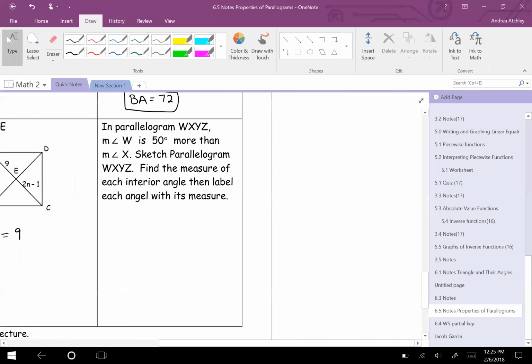Okay, in parallelogram WXYZ, the measure of angle W is 50 degrees more than the measure of angle X. Sketch parallelogram WXYZ and find the measure of each interior angle, then label each angle with its measurement. Okay, so let's start by sketching it. Let's sketch a parallelogram, and then we're going to label it W, X, Y, Z. Super easy.